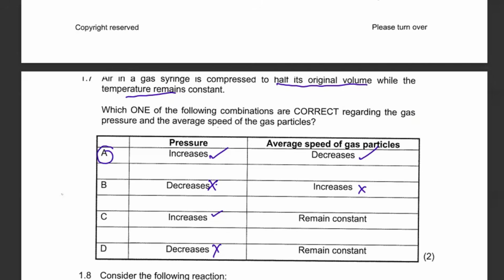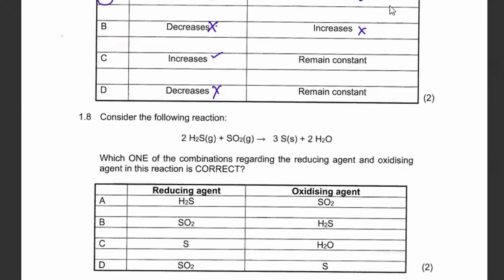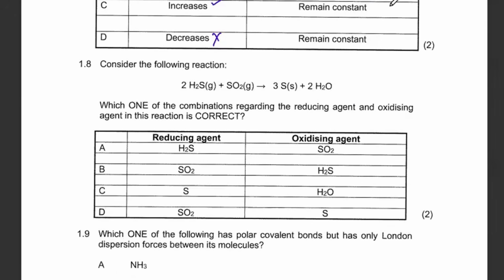Then we move on to question 1.8. It reads: consider the reaction below. We have 2H2S, which is a gas, plus SO2, which is a gas, giving us the products 3S and 2H2O, right? Which combination regarding the reducing agent and the oxidizing agent is correct in this reaction? So now what is a reducing agent and what is an oxidizing agent?